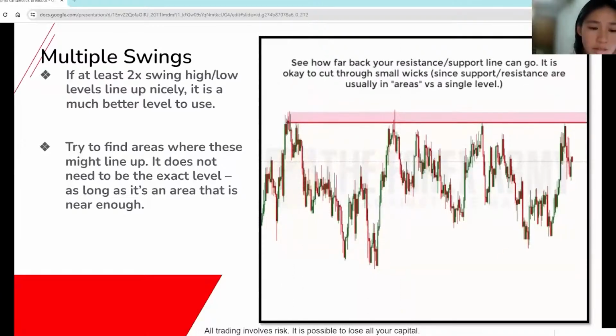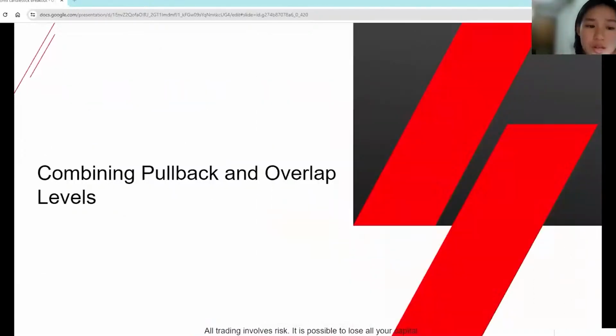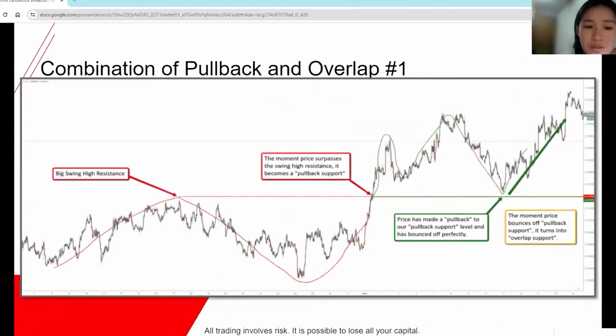Okay, so now let's look at combining what we know, your pullback and overlap levels, like this. In this first example, we have a big swing high resistance level. Price surpasses this big swing high level and it becomes a pullback support, where we expect price to pull back or retrace back to that level. In the green areas, we see price retrace to this level and bounce off of it perfectly. Once price bounces off the pullback support, it then becomes an overlap support.